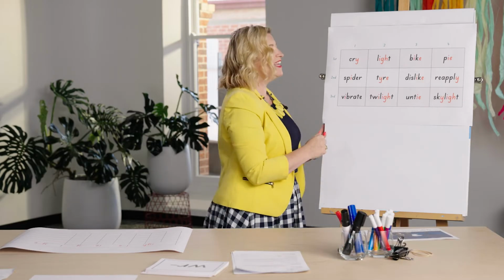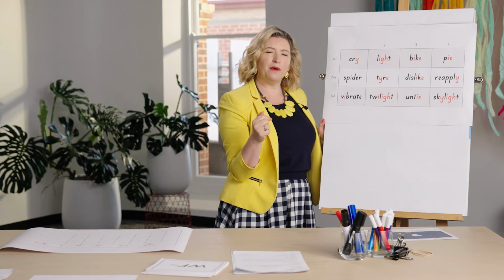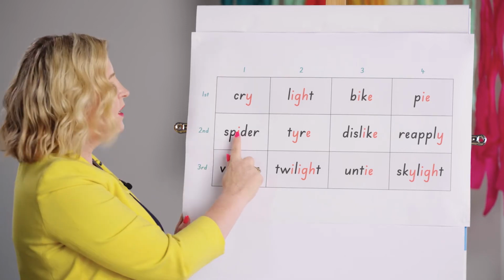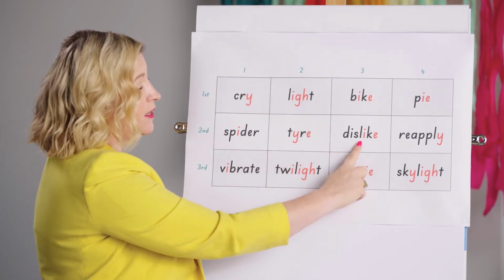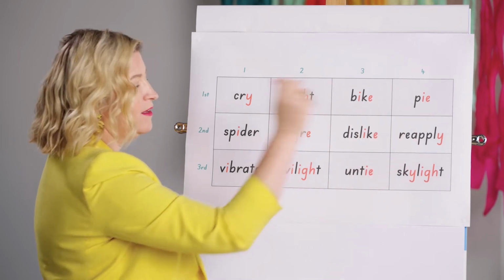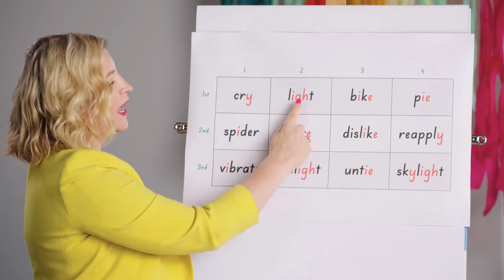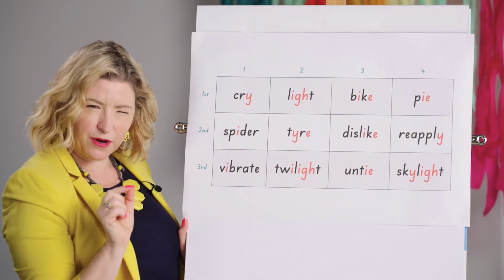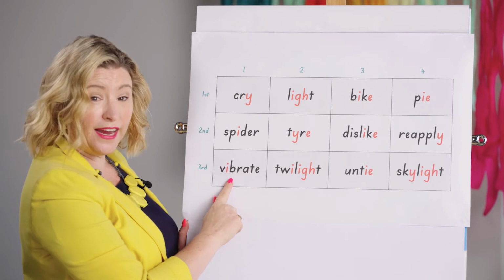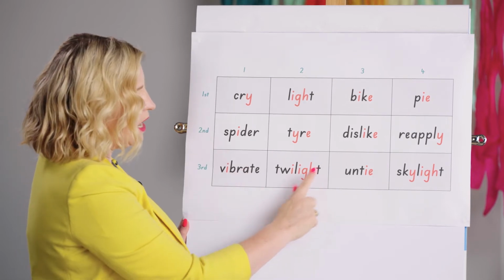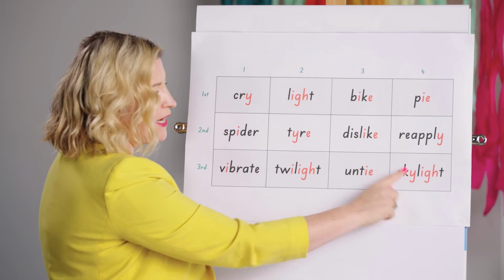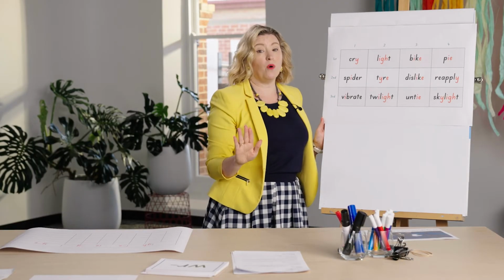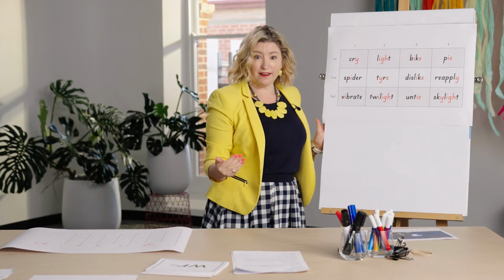Good job. Let's go through and read a couple of these rows a little bit faster now that we've had some practice. Let's go with row 2. Are you ready? Spider, tire, dislike, reapply. Row 1. Cry, light, bike, pie. You keeping up with me? I'm going pretty fast today. Row 3. Vibrate, twilight, untie, skylight. Well done. Remember, if you're finding these tricky, you can always pause the video and read them through again.